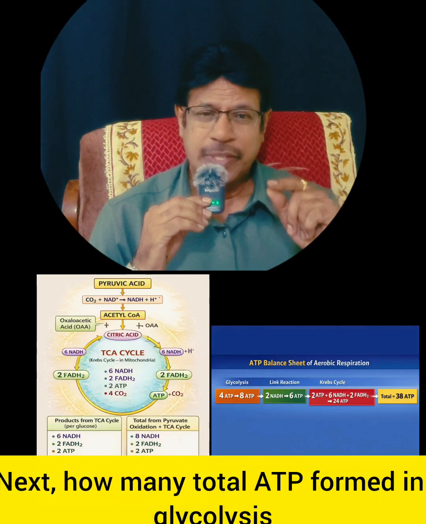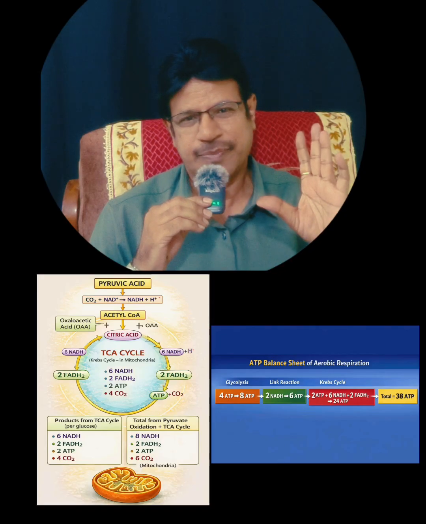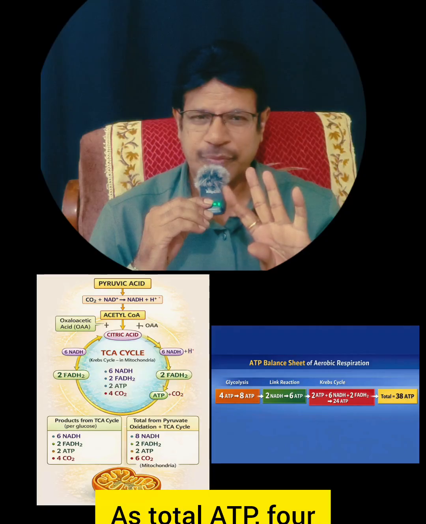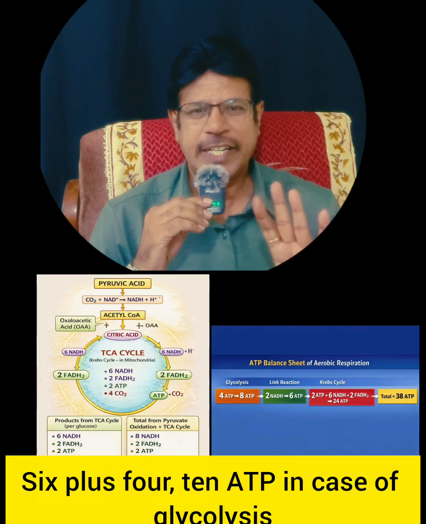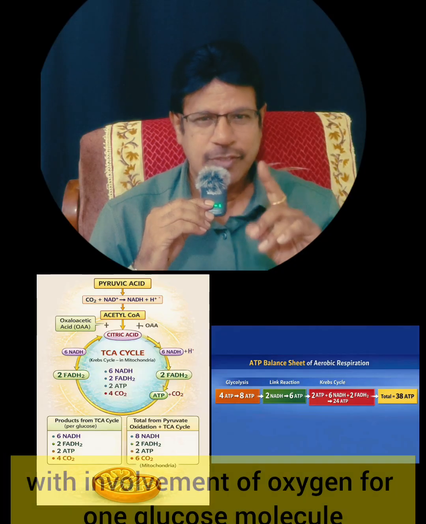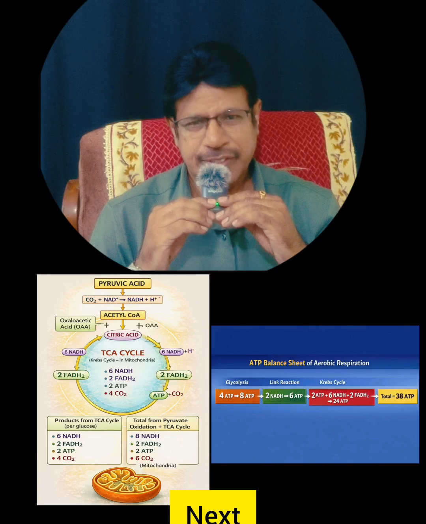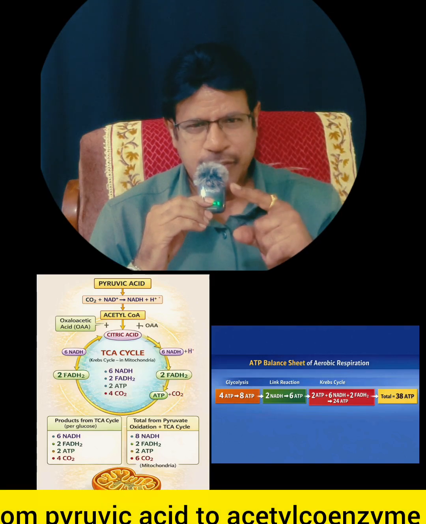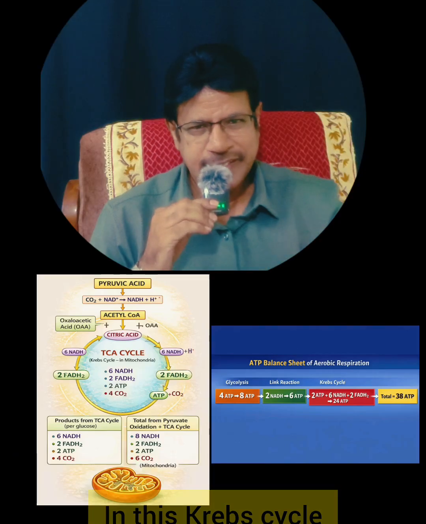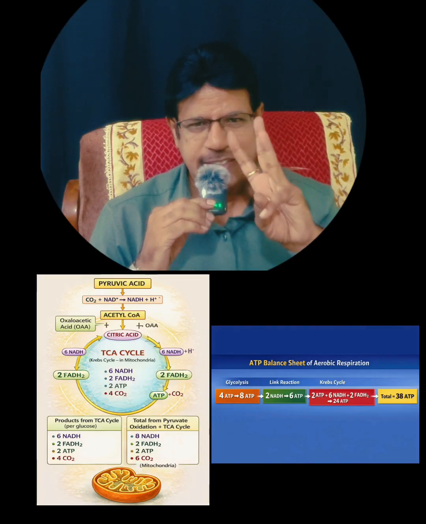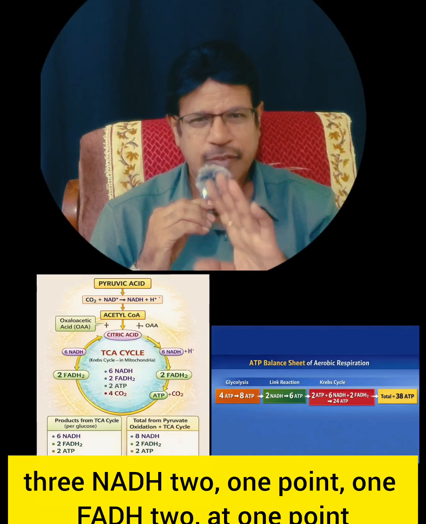Next, how many total ATP are formed in glycolysis for 1 glucose with involvement of oxygen? Total ATP is 4. 2 NADH2 give 6 ATP. 6 plus 4, 10 ATP in glycolysis with involvement of oxygen per 1 glucose molecule. Next, from pyruvic acid to acetyl coenzyme A, 1 NADH2 per 1 molecule of pyruvic acid. In the Krebs cycle, at 3 points 3 NADH2, at 1 point 1 FADH2, and at 1 point 1 ATP is formed.